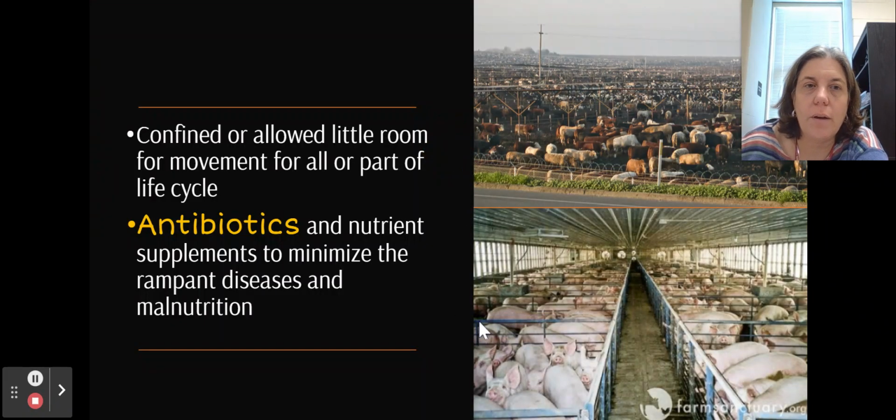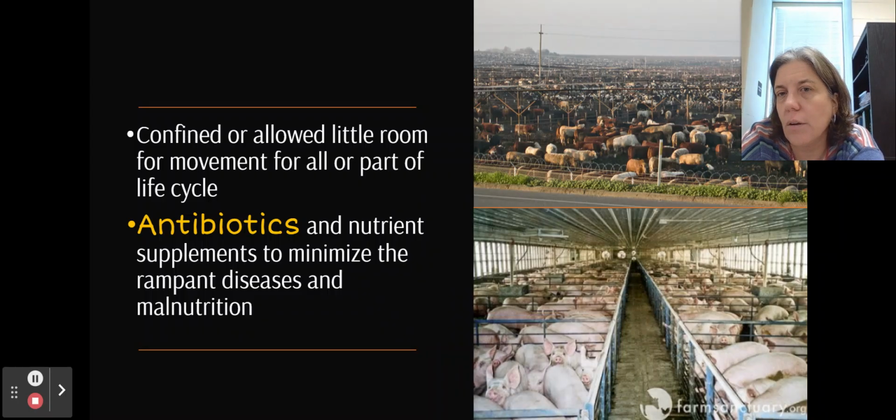Okay, what do we know about CAFOs? We have very little room for the animals to move around because if we want to make it efficient, we've got to have as many animals as we can in as small a space as we can to save money and save resources. So some of these animals are confined or allowed very little room or movement for all of their life cycle. The cows here are on a big feedlot at the top, but the pigs at the bottom are in metal pens, and sometimes you have one pig per pen, and they really cannot even turn around.